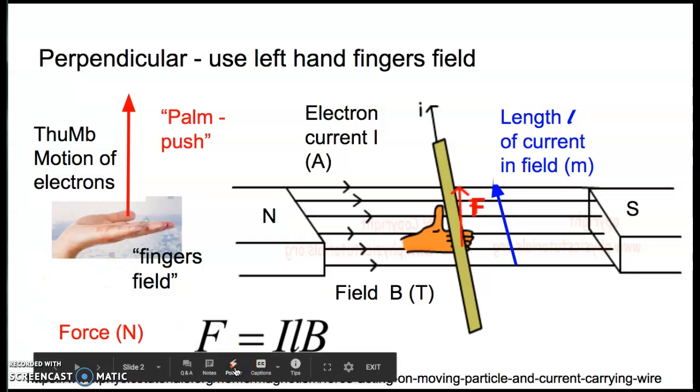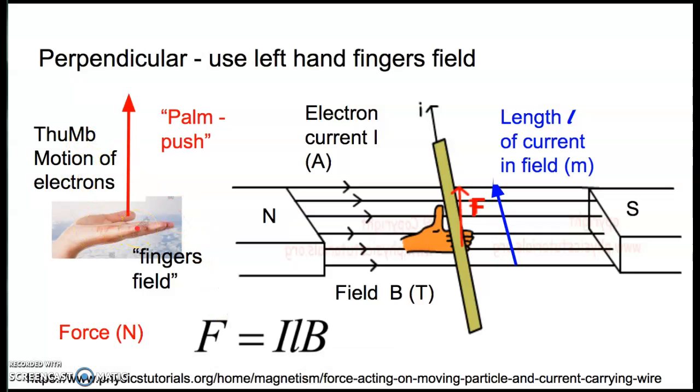I use the fingers field method here. This is your left-hand rule, because we're talking about negative electrons. You will see other rules, you will see other ways of doing this, but they're all based on conventional current. Scottish education uses electron current.